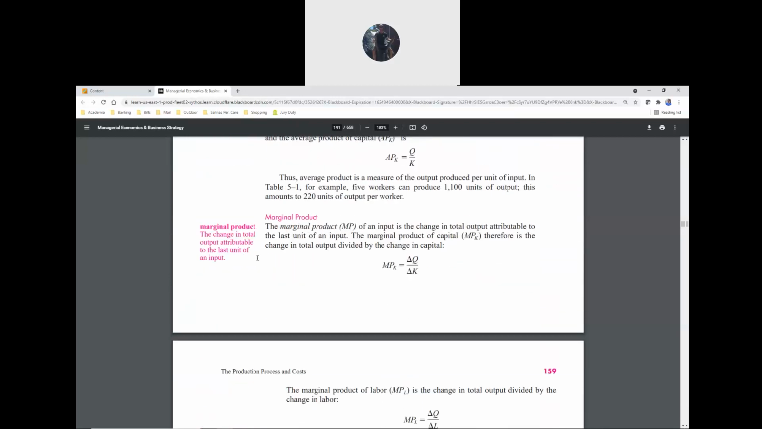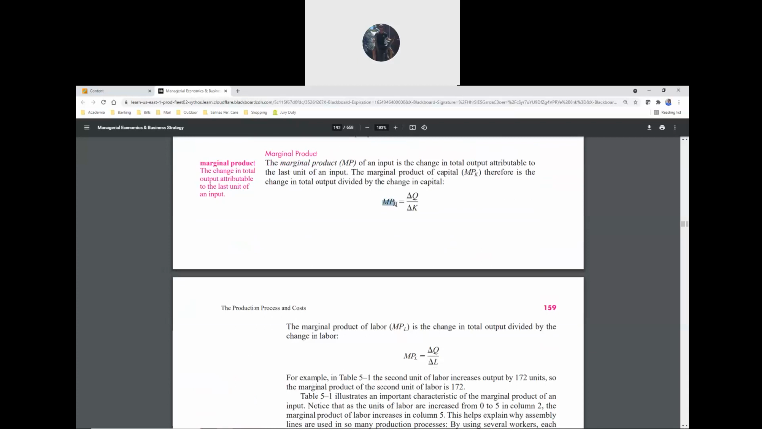Since we have two inputs, we have two different definitions for marginal product. There is a marginal product of capital, and here's the notation, MP subscript K. You can see that's when you change capital, what happens to output. So pretty simple: when you add one more unit of capital, what's the marginal effect on output?